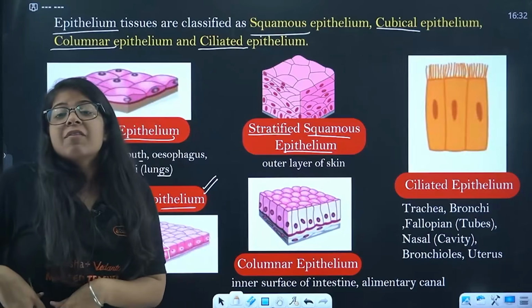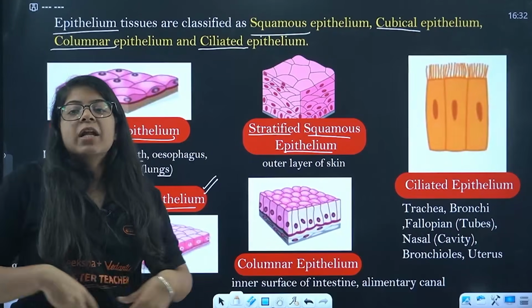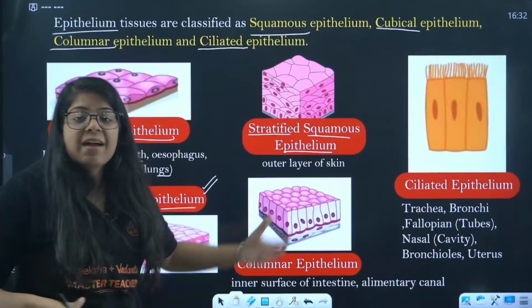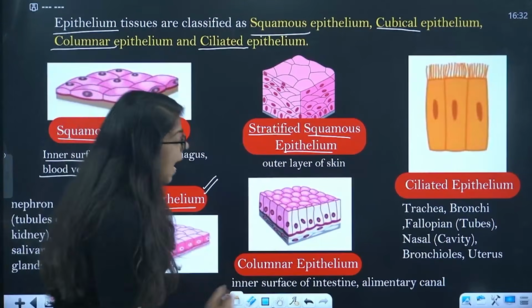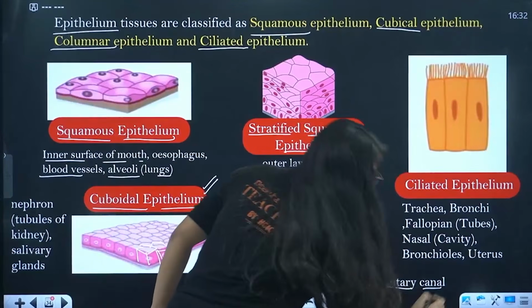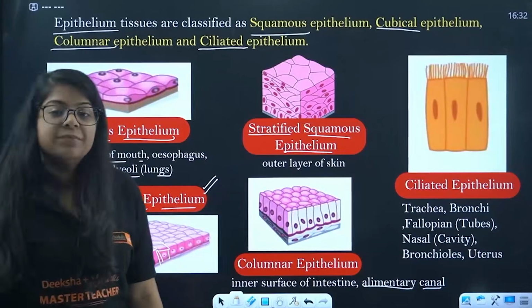So your inner surface of intestine, right? Your inner surface of intestines have these tissues that are columnar epithelium, right? And these are your alimentary canal as well. Done?